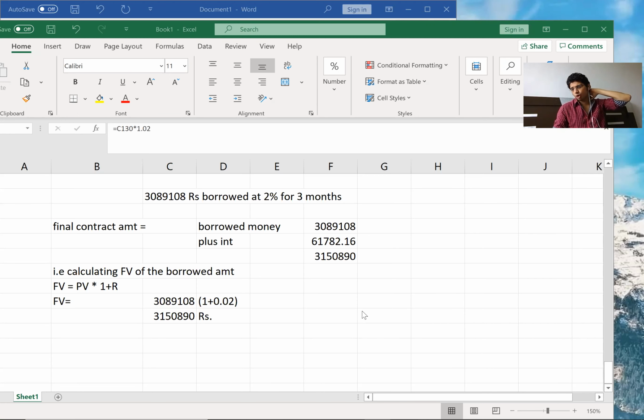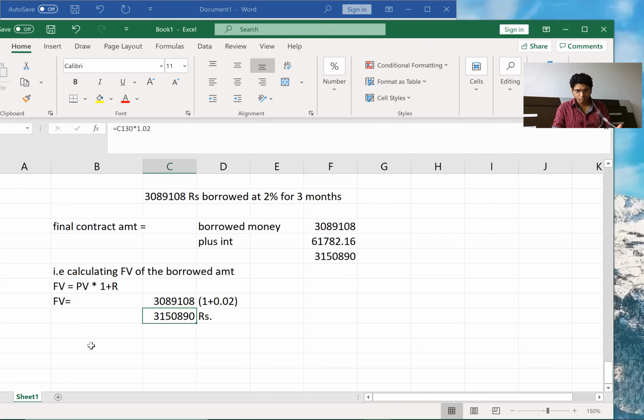Okay, so that was the whole logic. Now I'll simplify and formulate this in 3 simple steps. I did not want to just give the formula. We needed to understand the logic first behind the money market.